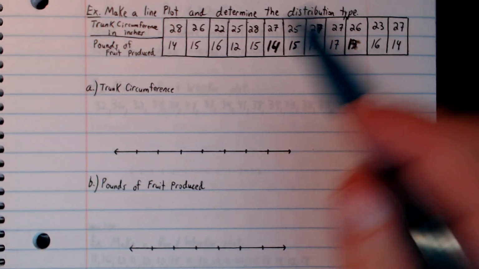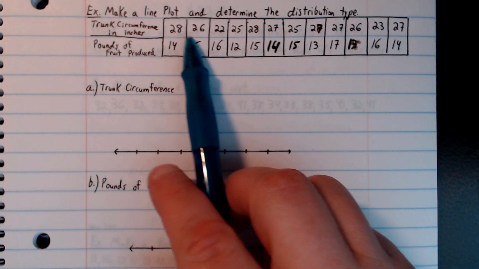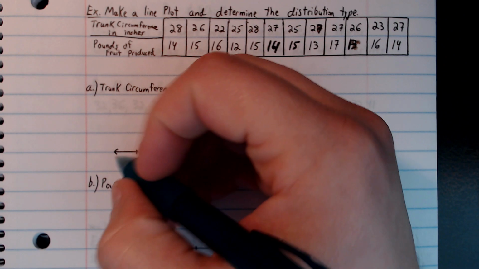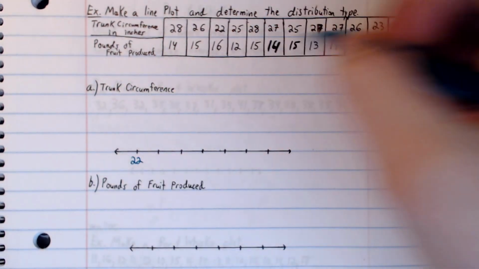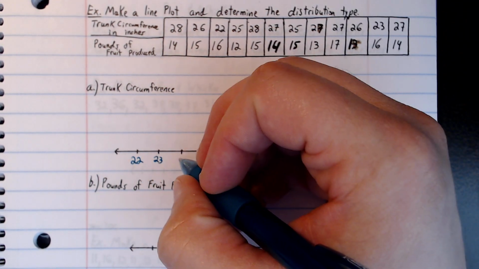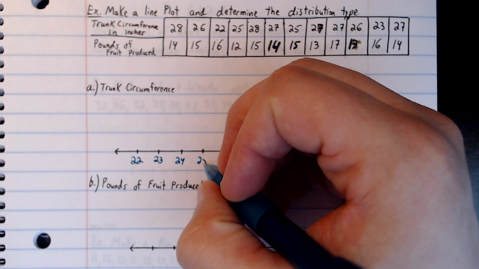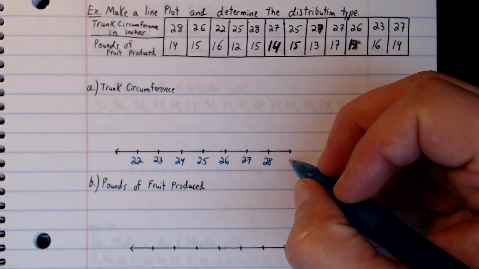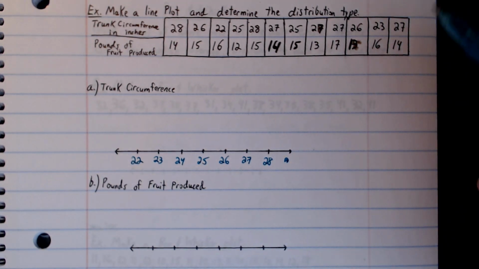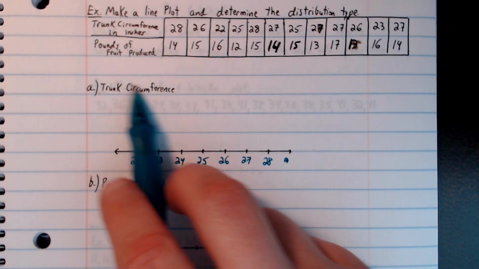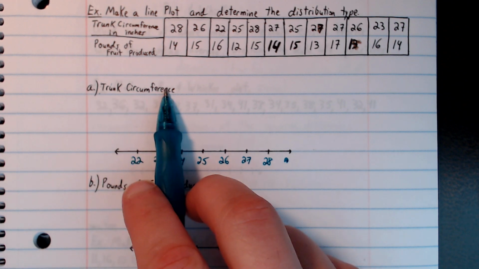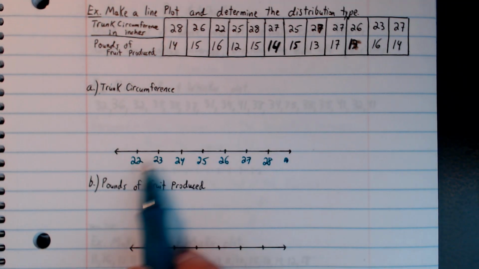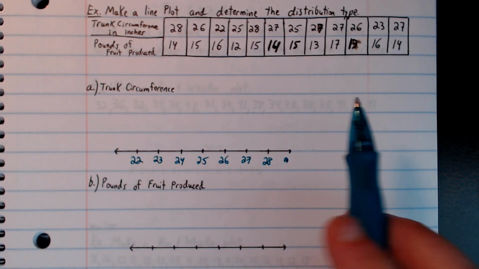Anyways, so we've got to look at the smallest number here. On the top layer, it looks like the 22 is the smallest one that we have, and it looks like we're going to go up by 1. Oops, and it looks like 28 is as far as we need to go. And I know that we're doing the trunk circumference in inches, and all I have to do is just put little X's wherever we see a number pop up.